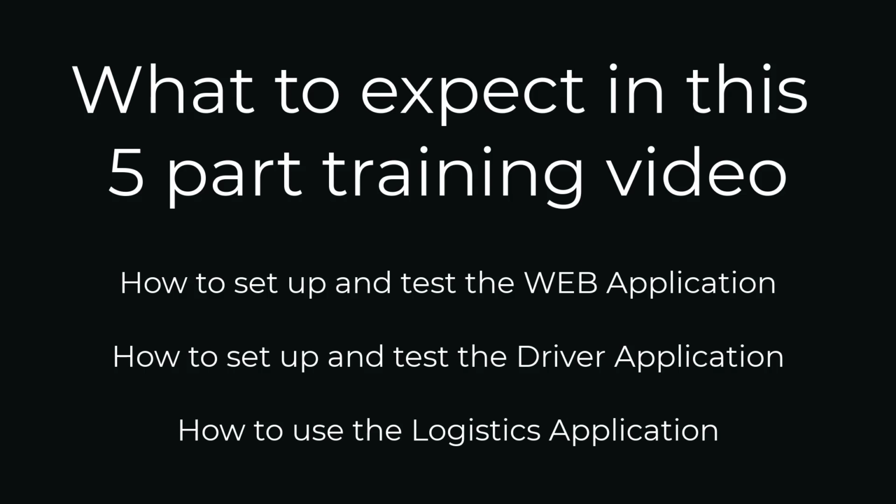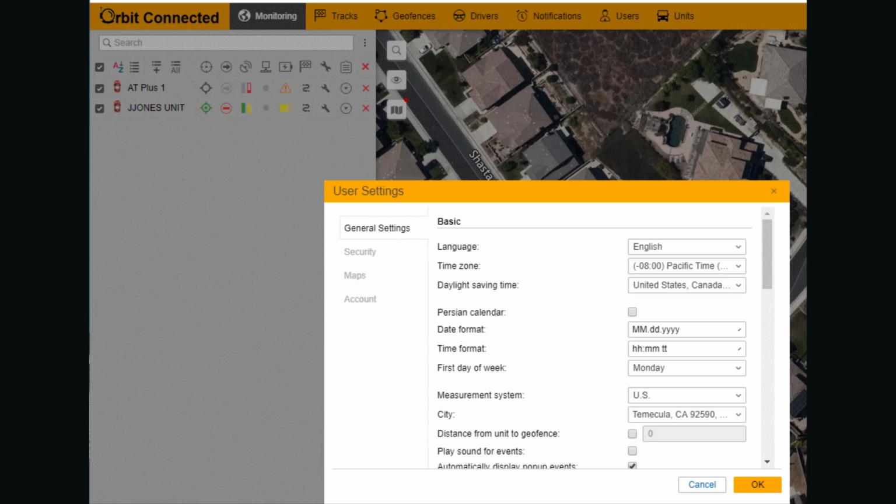To make your life a little easier, Orbit Connected will set up your account and install the logistics web application for your dispatcher. You will, however, need to go to the user settings located on the right side of your main toolbar and set up the parameters you want. You would have learned about this in our starter video, Monitoring and Tracking 1.0.